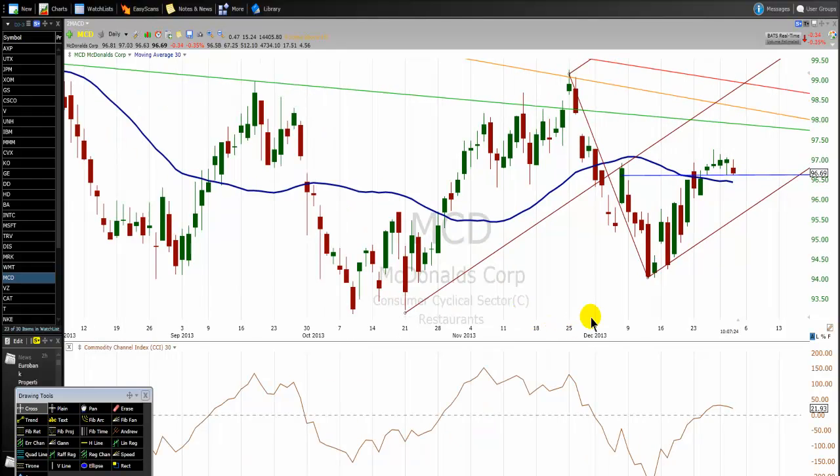For McDonald's stock, we can see that the price formed a kind of V pattern here on this daily chart. As I said to you, when we see a setup, what do we need to do? We need to go to the higher time frame to validate the setup.